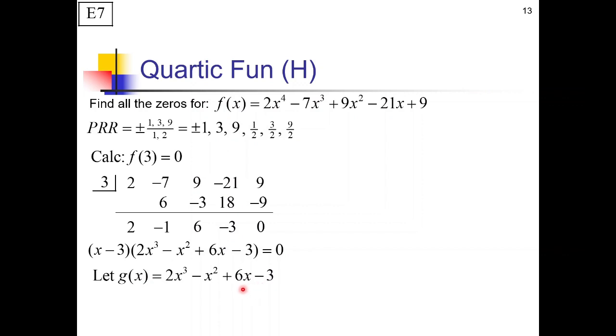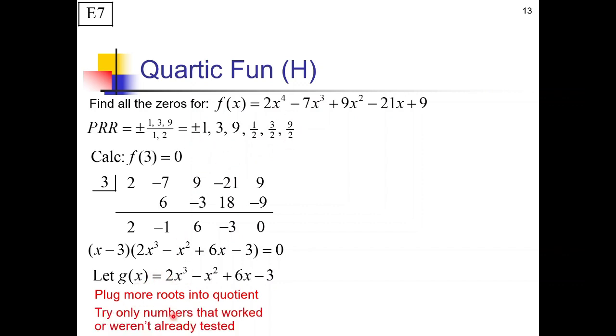just so I can quickly refer to it and talk about plugging things into it. And what I'm going to do at this point is just plug in more roots to this quotient and see if I can find another factor. Now, when you're doing this, you don't have to plug the entire list in again. You only need to try numbers that either worked the first time because they could work again, we could have a multiplicity that's more than 1, or numbers you haven't already tested. The good news is if you've tested something and it didn't work the first time around, it's not going to work for this smaller case either.